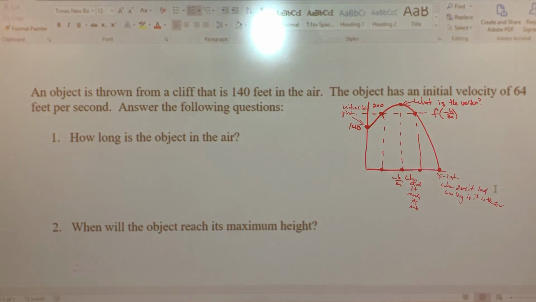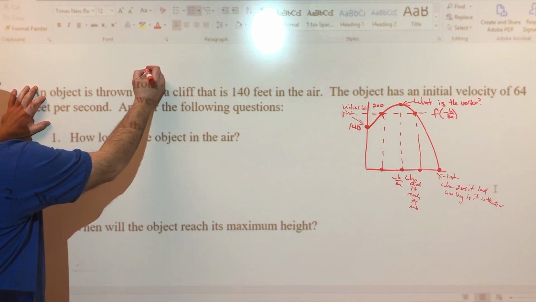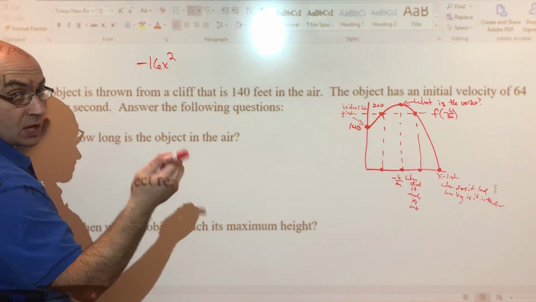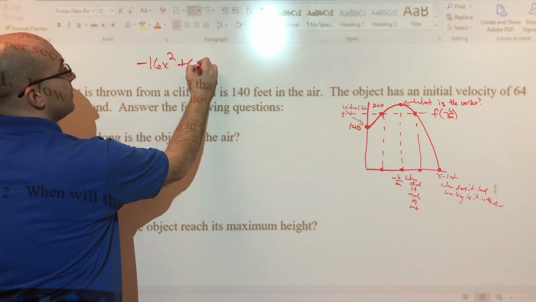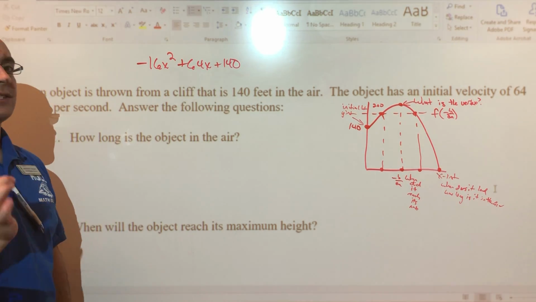Now let's get back to the question itself. Here is my breakdown. So the function is negative 16x squared, plus 64x plus 140. The initial velocity is always the b term. So this gives us the roadmap of how I can solve all these questions.